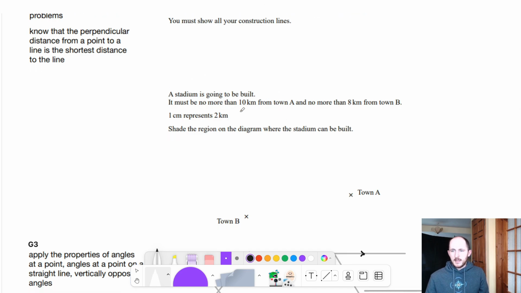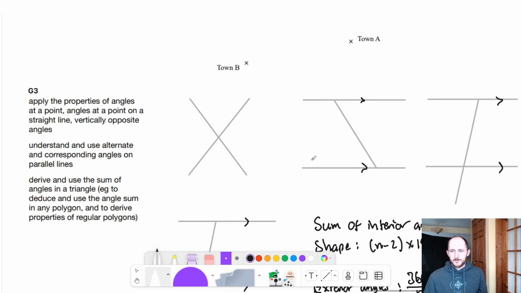For this question here, it must be no more than 10 kilometers from town A and no more than 8 from town B. 1 centimeter represents 2 kilometers, so you're going to do a 5 centimeter and a 4 centimeter circle around each of these points. So you move your compass out to 5 centimeters, draw a full circle, do the same thing for town B. Where they overlap is where you're going to shade.